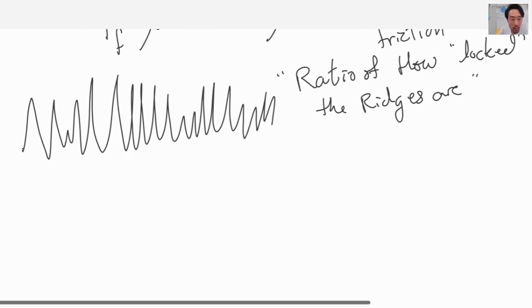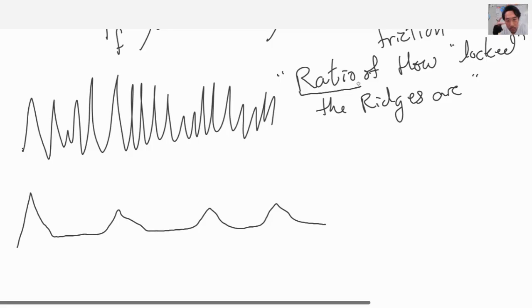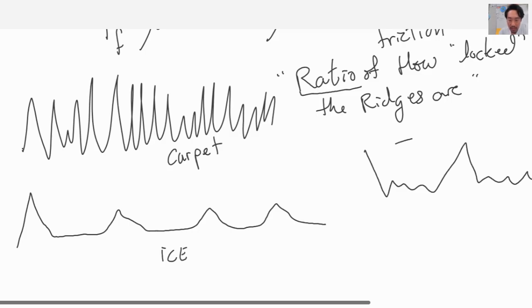Versus a zoomed in view of ice, ice would look maybe like this. Okay, so not as many ridges. When I say it's a ratio, it has to be between two objects. So if we were to slide a textbook, so this is carpet, and this is ice, right? And I'm going to just draw the textbook right here. All right, so this is my textbook.